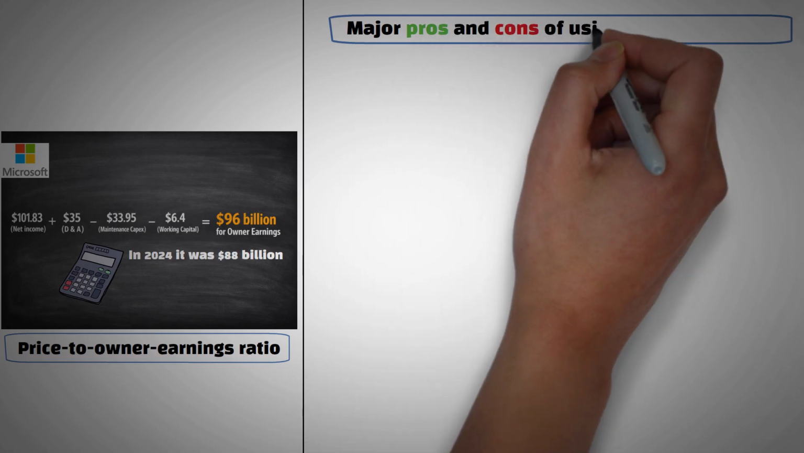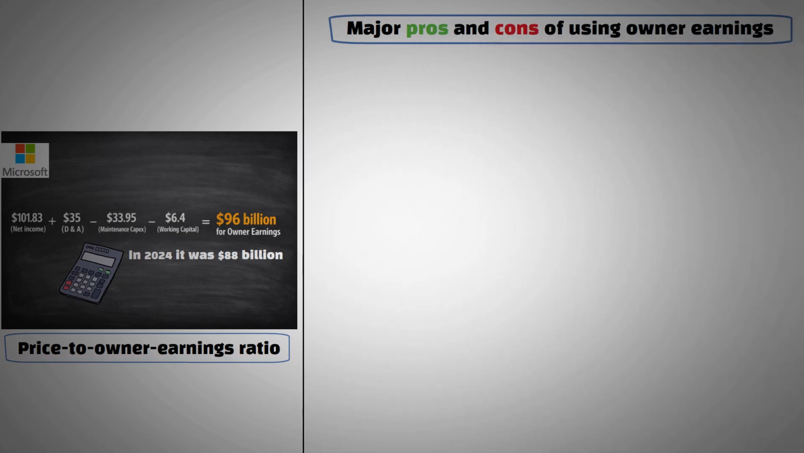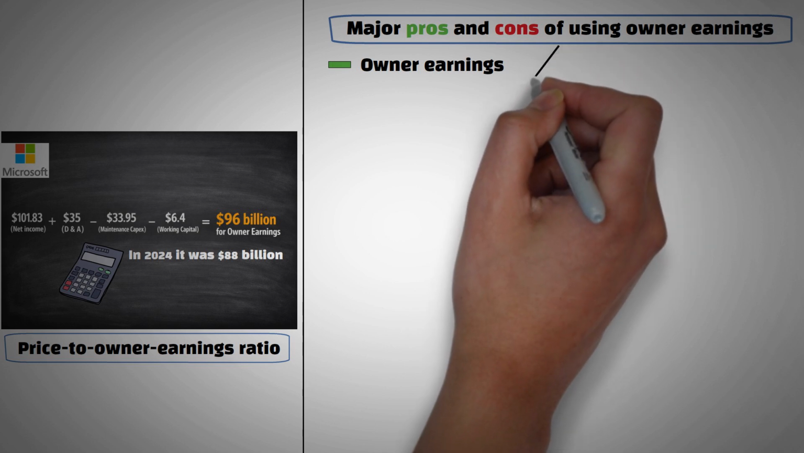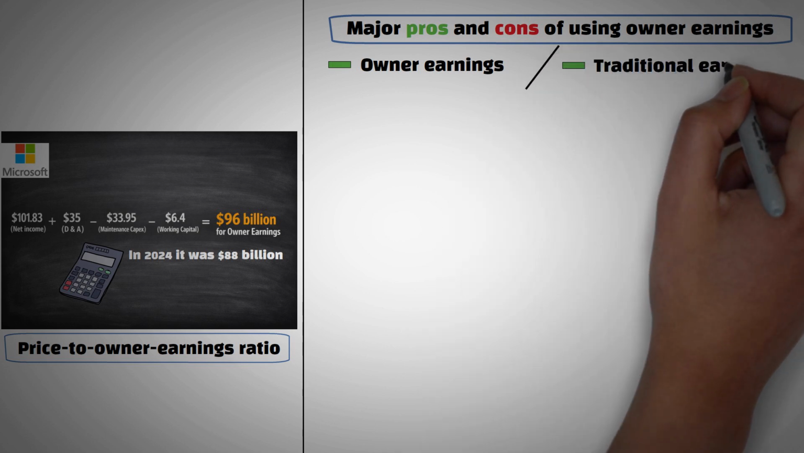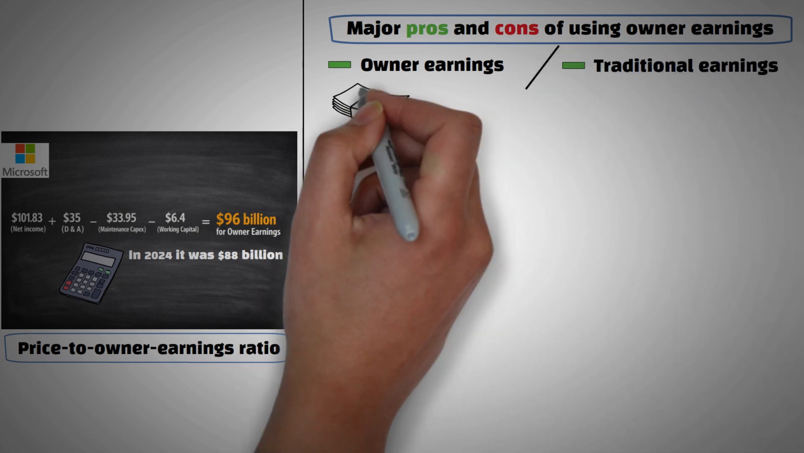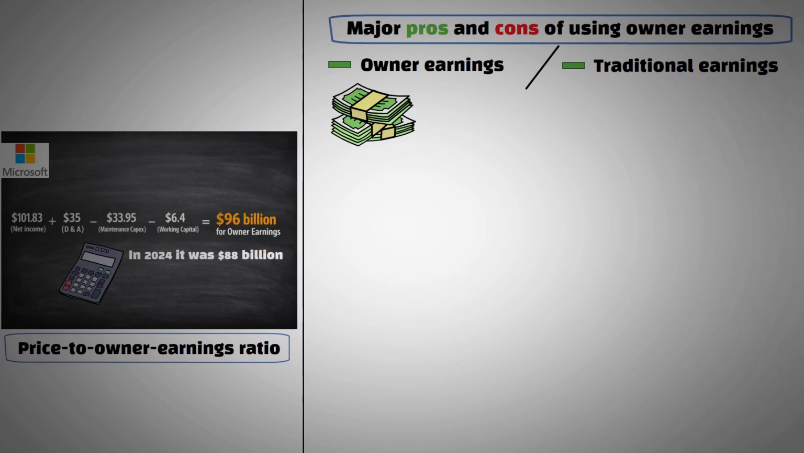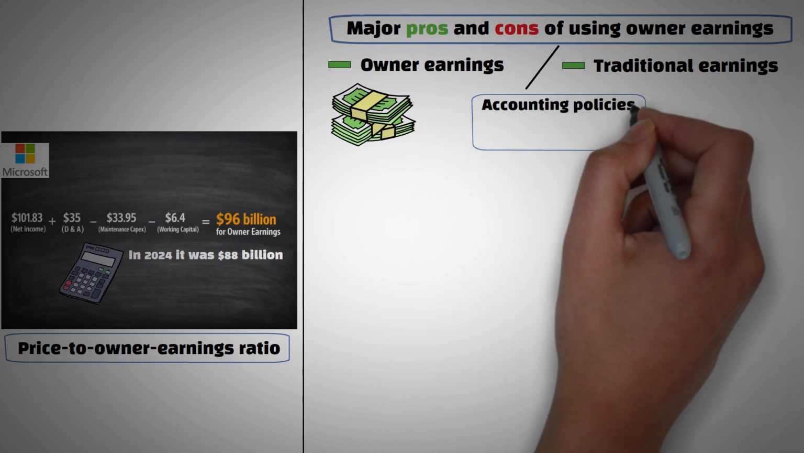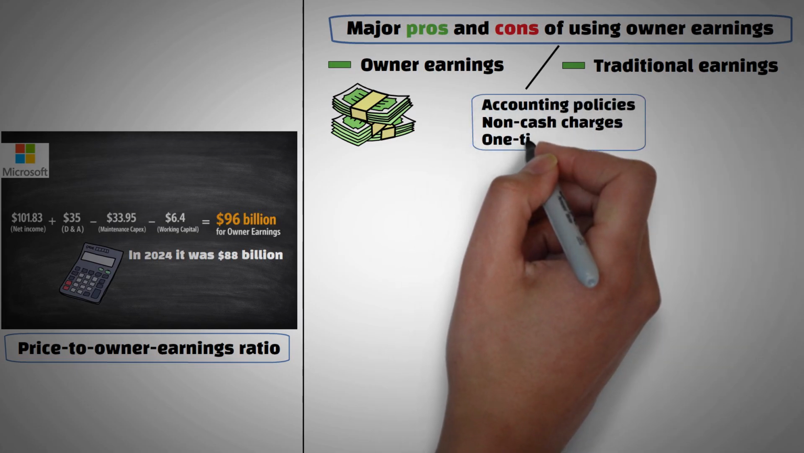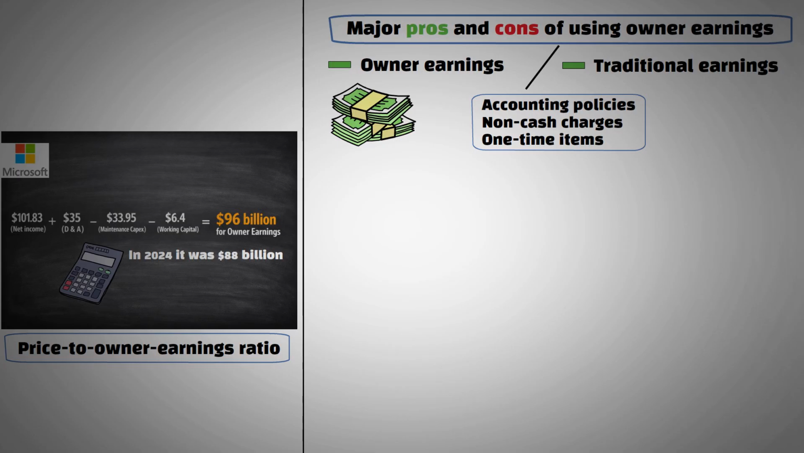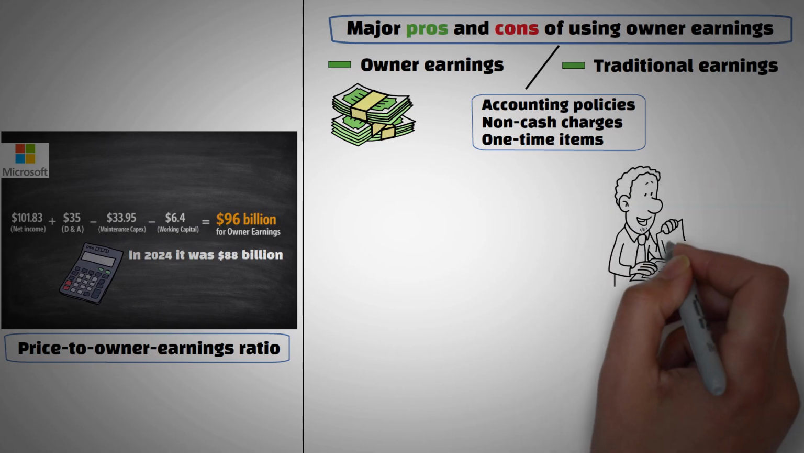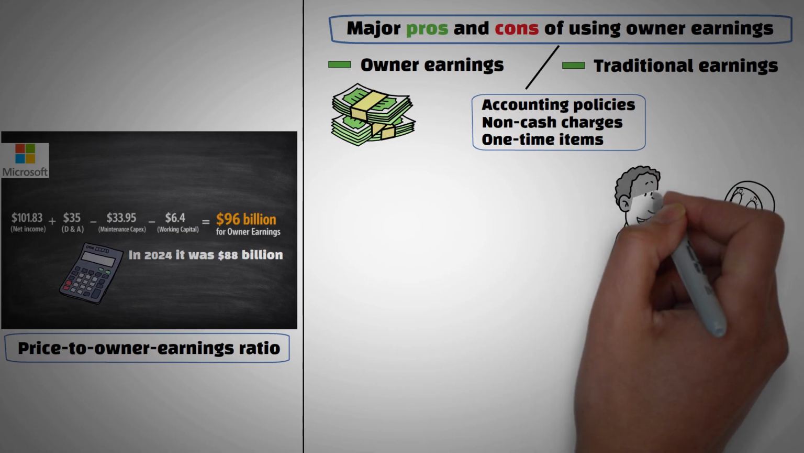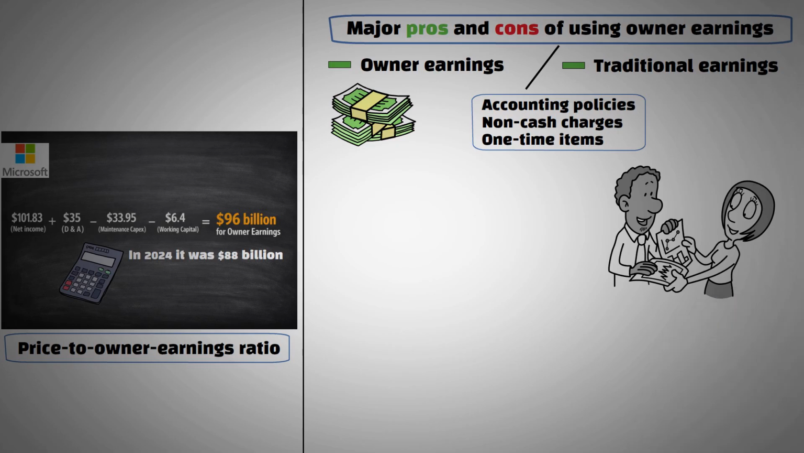Next, let's look at the major pros and cons of using owner earnings. To start, we'll go through the pros of using owner earnings versus traditional earnings metrics. Firstly, they provide a clearer focus on cash, avoiding distortions created by accounting policies, non-cash charges, or one-time items. They improve valuation analysis, allowing investors to compare cash generation with market value rather than relying solely on reported profits.